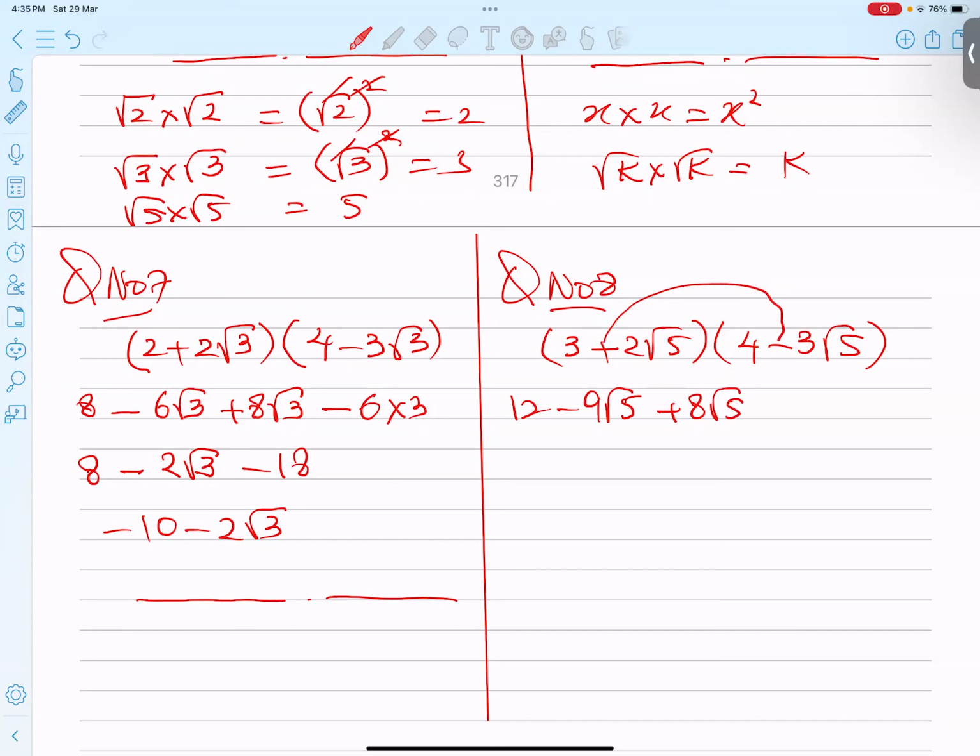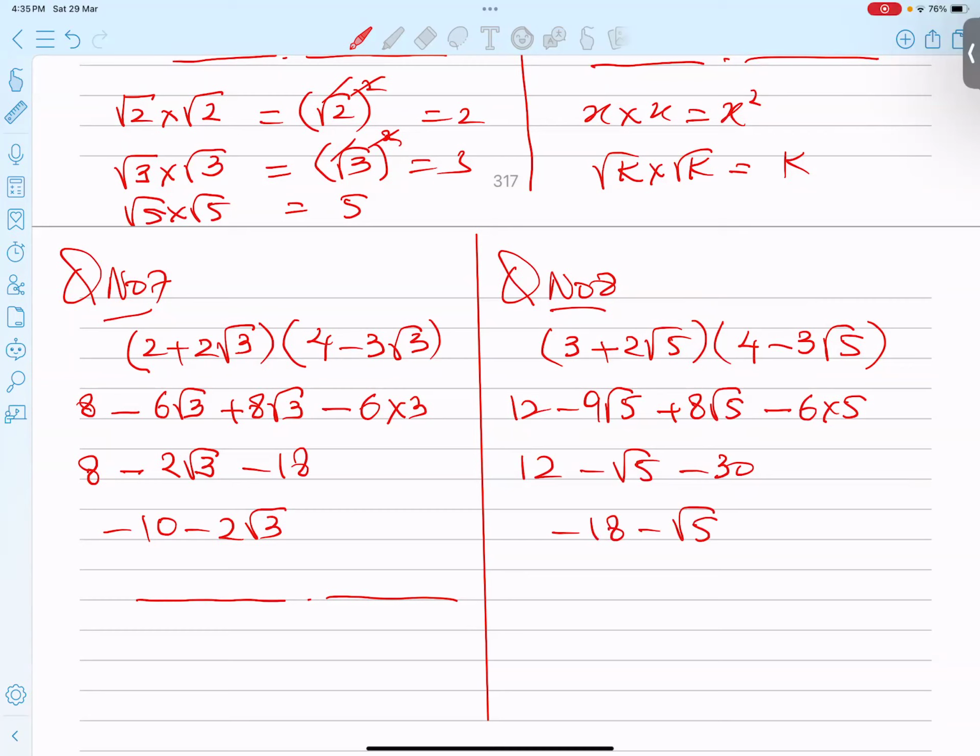So plus into minus gives us minus. 3 into 2, I get a 6. But root 5 into root 5, I taught before, gives you 5. So this is clear. 12 and positive 8, negative 9, negative root 5 comes. And here 30. 30 and our 12, opposite signs, I get negative 18 and negative root 5.